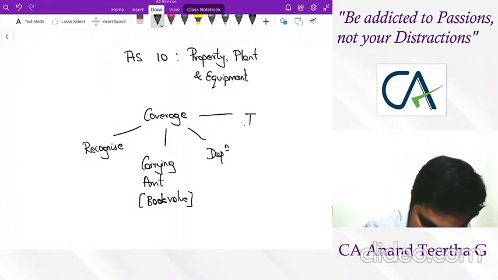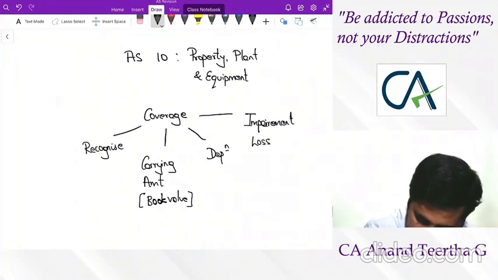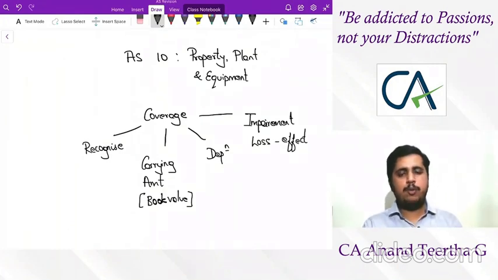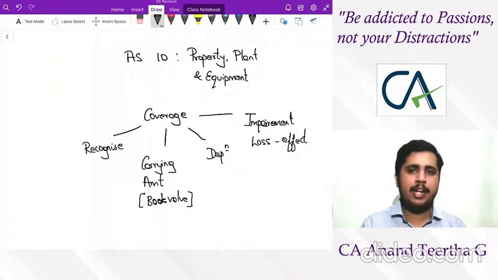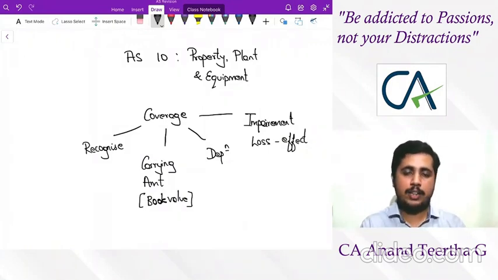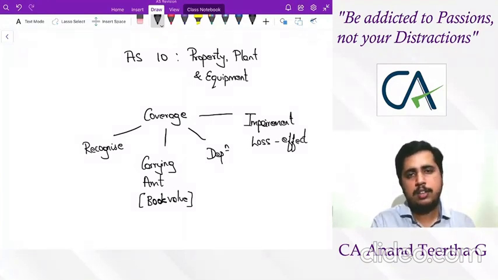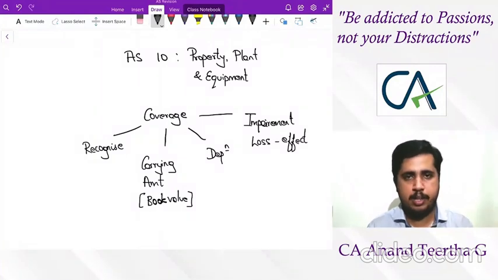Finally, if there is any impairment loss, how it is affected. So only impairment loss effect is covered over here. Calculating how impairment loss might happen is covered by AS28. Over here, once there is an impairment loss, how do you bring that up in the books of accounts is covered by AS10. So this is about the coverage area of the standard. One by one we have to see. So starting with recognition, then measurement, then depreciation, then impairment.